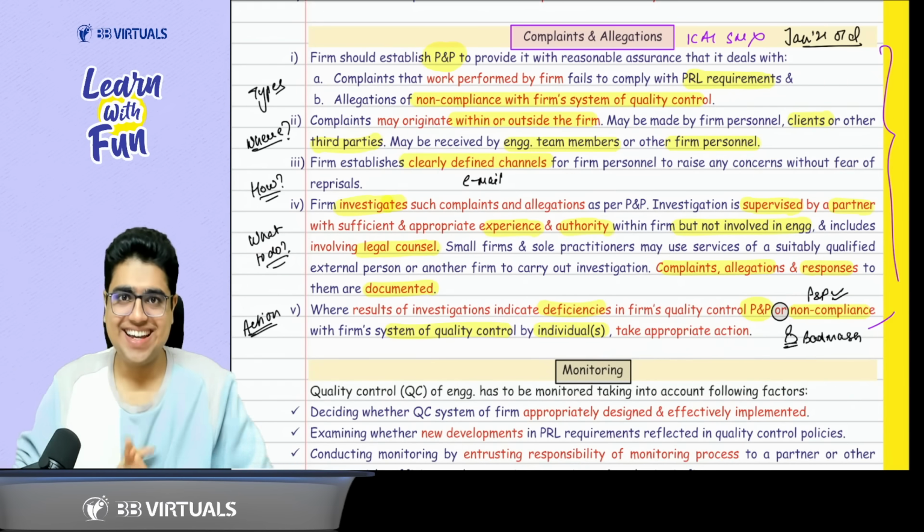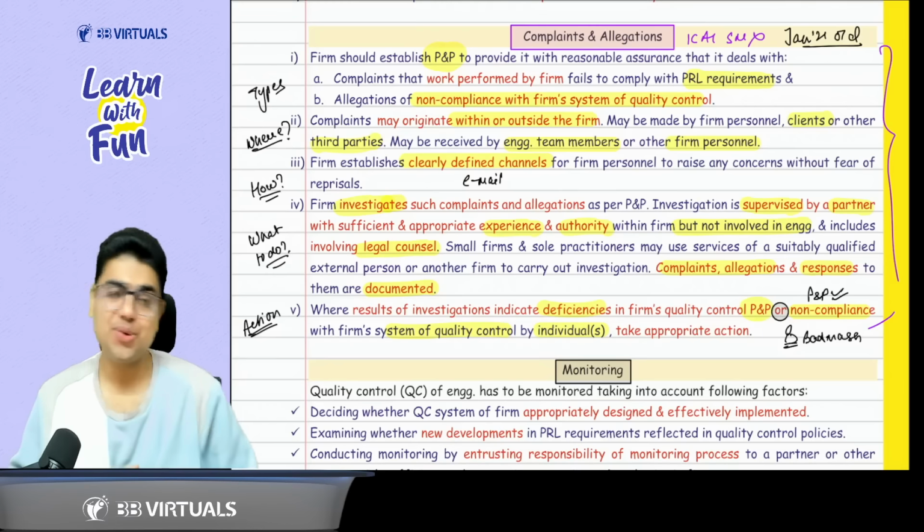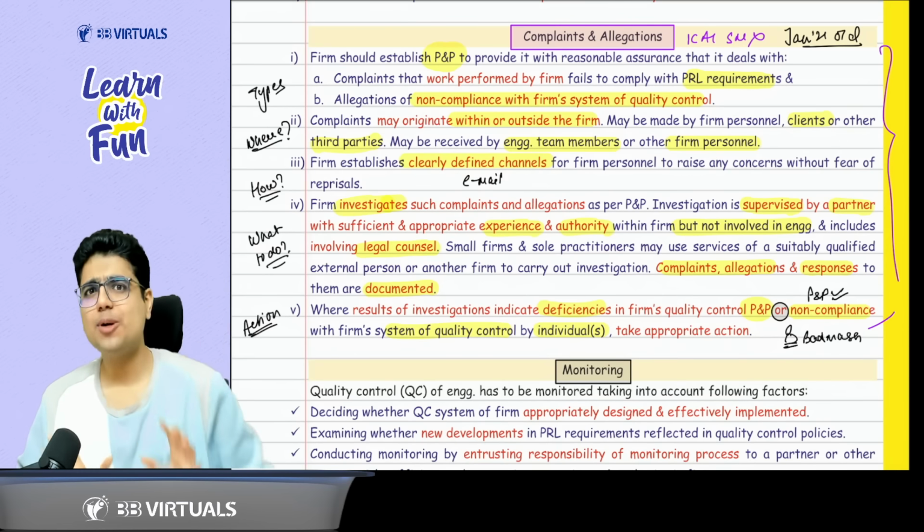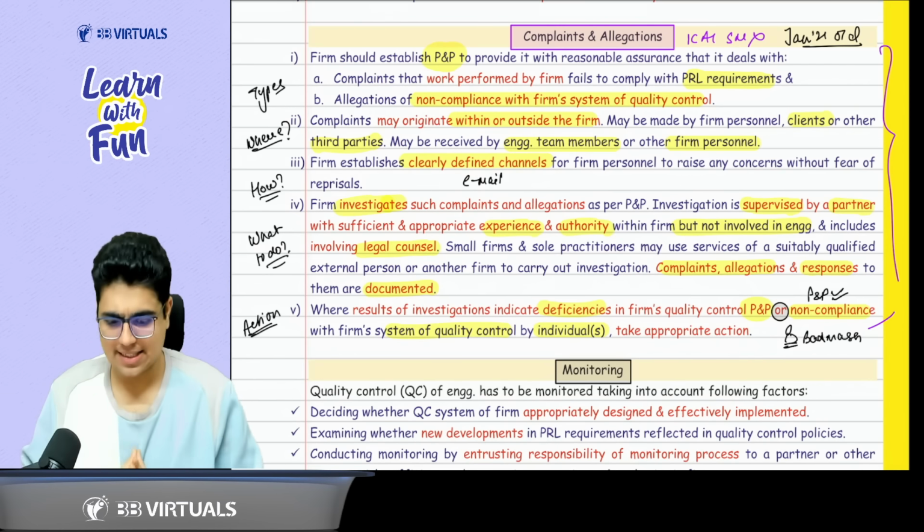Yes, sir. SQC-1 is very important. A good question will come for 5 to 10 marks, and if your concepts are all right and if you link the things properly, they will remain in your head. Trust me when I say this.